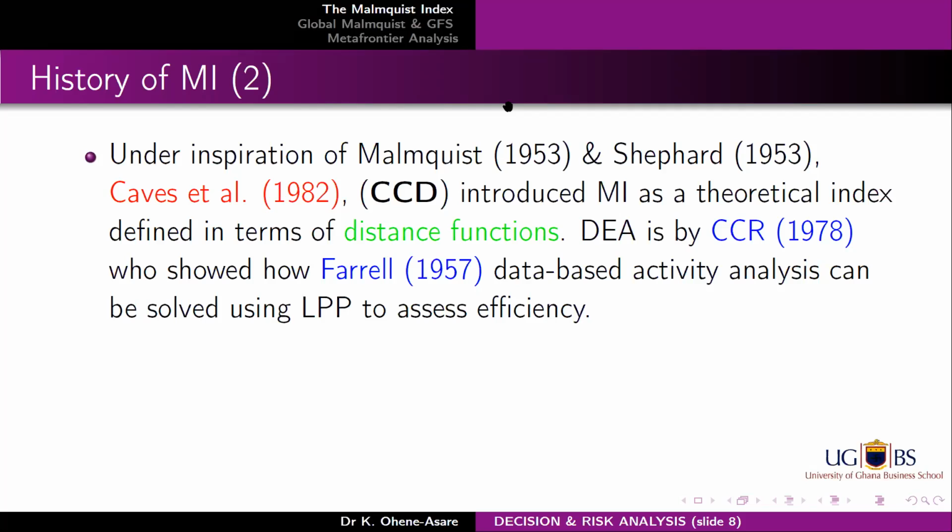But the one who brought it into productivity estimations is Caves. There were three people: Caves, Christensen, and Diewert. That's why it's known as CCD. These three guys were the ones that introduced the Malmquist, but they defined it in terms of distance functions, not in terms of linear programming and technical efficiency.